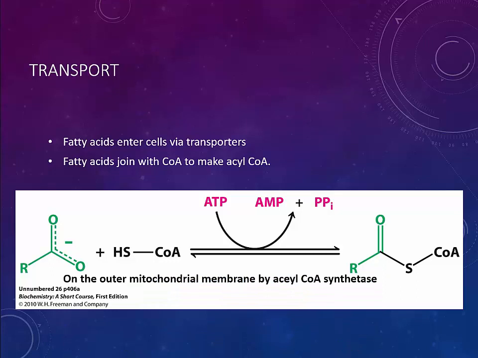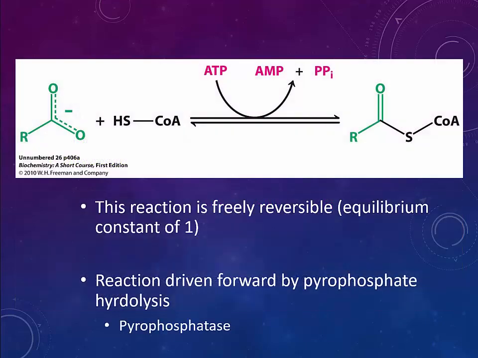A free fatty acid arrives at the cell. The enzyme acyl-CoA synthetase, which is located on the surface of mitochondria, binds the fatty acid to coenzyme A. This requires the consumption of ATP, making AMP and pyrophosphate in the process. This reaction is very nearly at equilibrium. Essentially, it is at equilibrium, but we know this would not work in the cell.